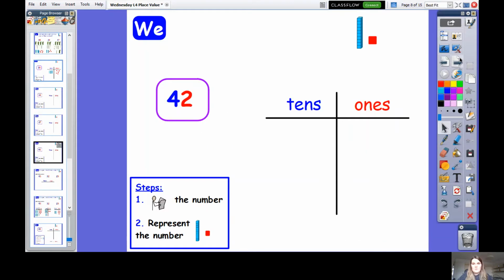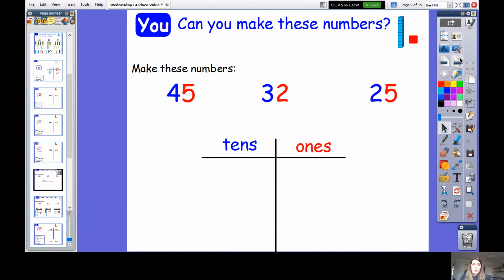All right. So what I'd like you to do now using your tens and ones column is make these numbers. Can you make 45? Can you make 32? And can you make 25? Have a go making them. Put me on pause, and then we'll double check to see what you got. I'm going to give you 5 minutes for this one, a long time this time. You've got 3 to do, 45, 32 and 25. Okay, put me on pause. Off you go.